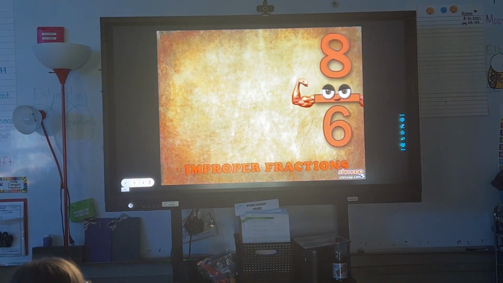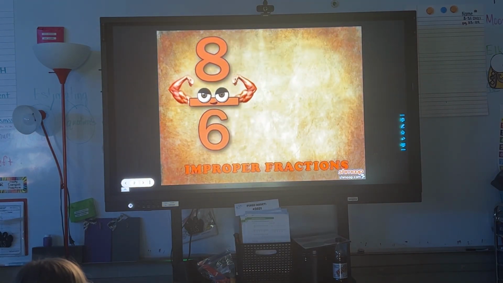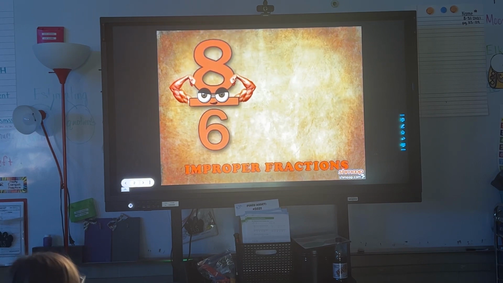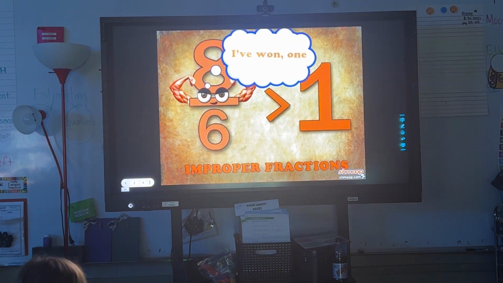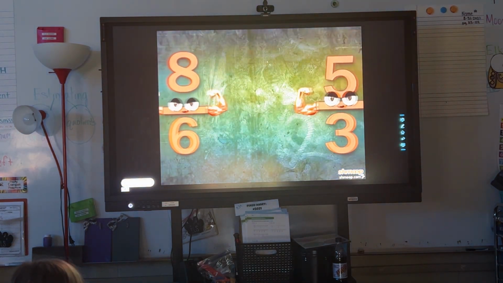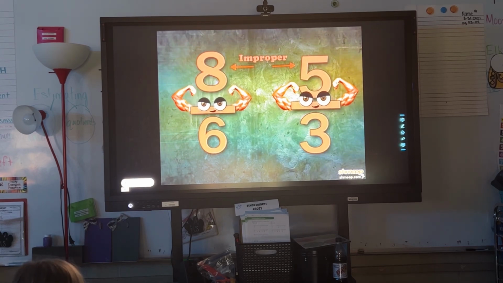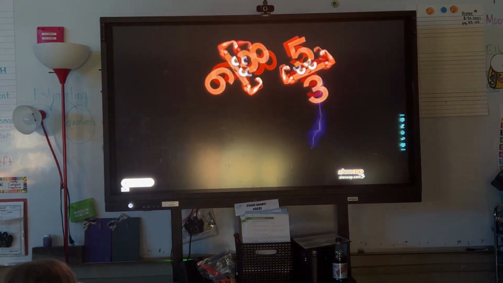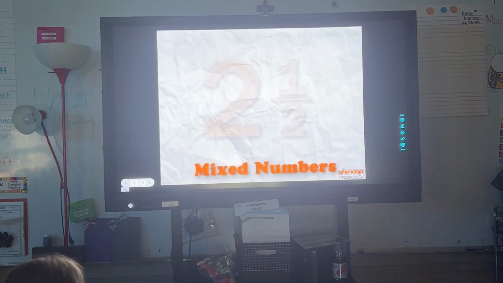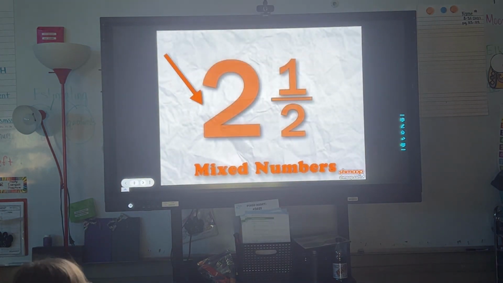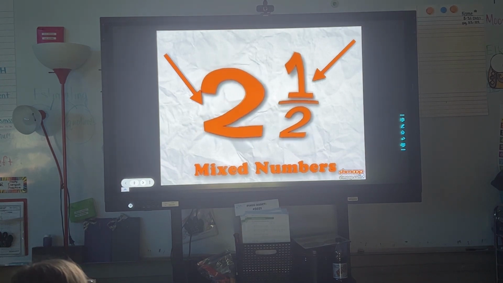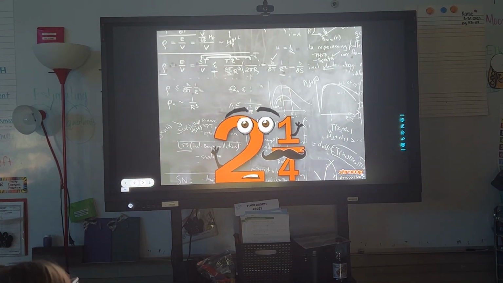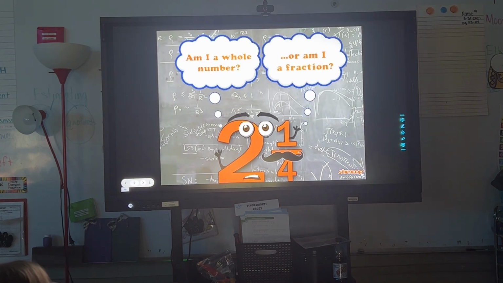Improper fractions, on the other hand, are a little full of themselves. They've got big heads, well, big numerators anyway. In improper fractions, the numerator is bigger than the denominator, which means they're greater than 1. I've won one. Since fractions aren't supposed to be greater than 1, we call these guys improper. They're a bit on the rude side. Well, I never. But if they get on our nerves, we can change them into mixed numbers. Mixed numbers are combinations of whole numbers and fractions, so they may be a bit confused at times. Maybe they're going through an identity crisis or something. We don't really know. Am I a whole number or am I a fraction?